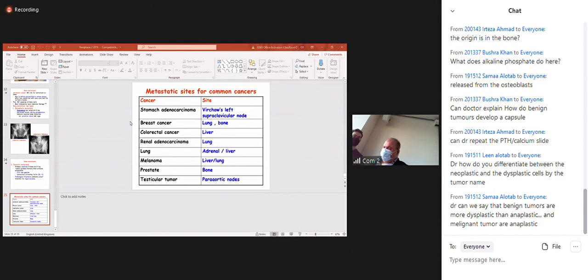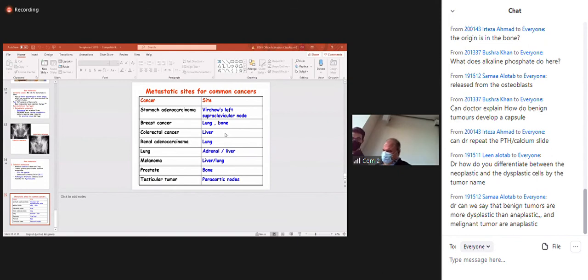How do you differentiate between dysplastic and anaplastic cells? All right, I just mentioned to you. Think about this: there is the bad, there is the worse, and then there is the worst. So the difference between dysplasia and anaplasia is between bad and worst. Worst is anaplasia. Bad is dysplasia.